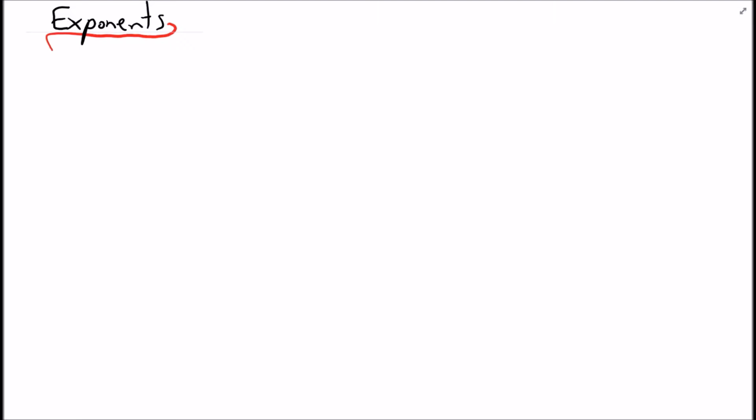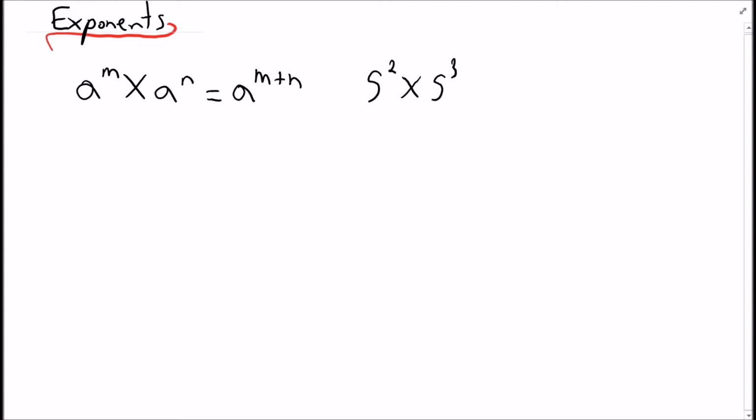The first ones have to do with when you're multiplying two things and they have the same base. So for example, let's say we had a to the power of m, so we're just doing this in general, times a to the n. The rule is that we can combine those together and add the exponents together. So off to the side, if I had 5 to the power of 2 times 5 to the power of 3, then that is the same as 5 to the power of 2 plus 3, which is 5 to the 5.